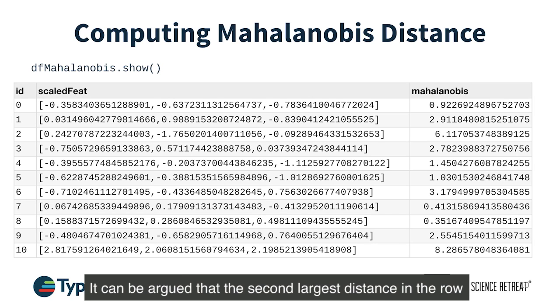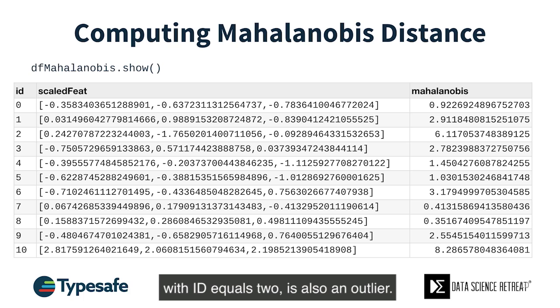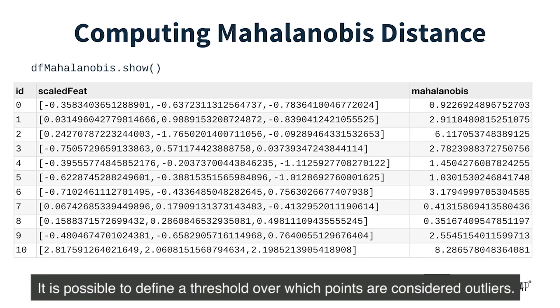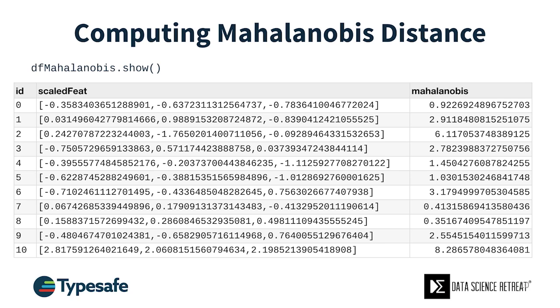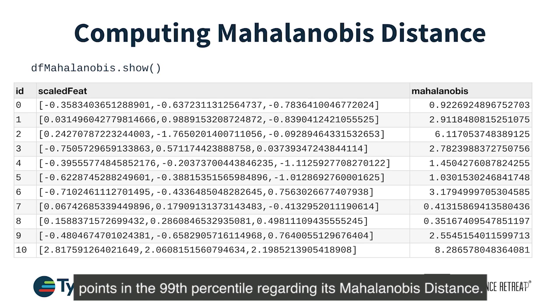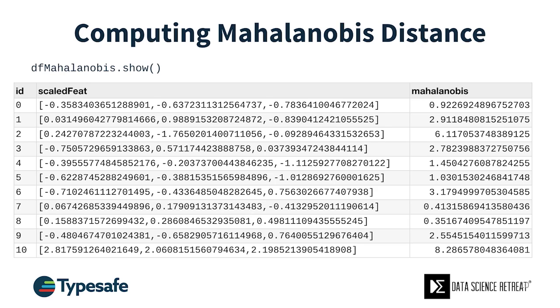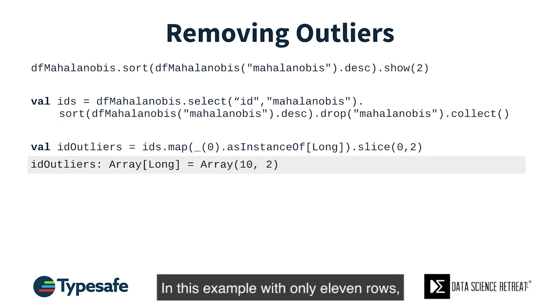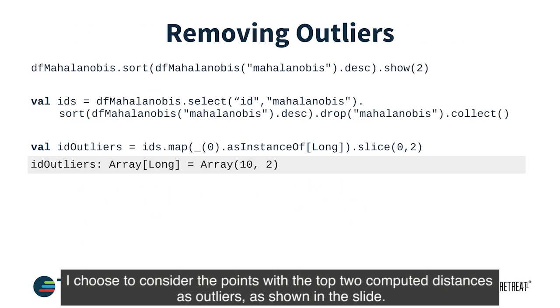It can be argued that the second largest distance in the row, with ID equals 2, is also an outlier. It is possible to define a threshold over which points are considered outliers. Another approach would be to consider as outliers points in the 99th percentile regarding their Mahalanobis distance. In this example with only 11 rows, I choose to consider the points with the top 2 computed distances as outliers, as shown in the slide.